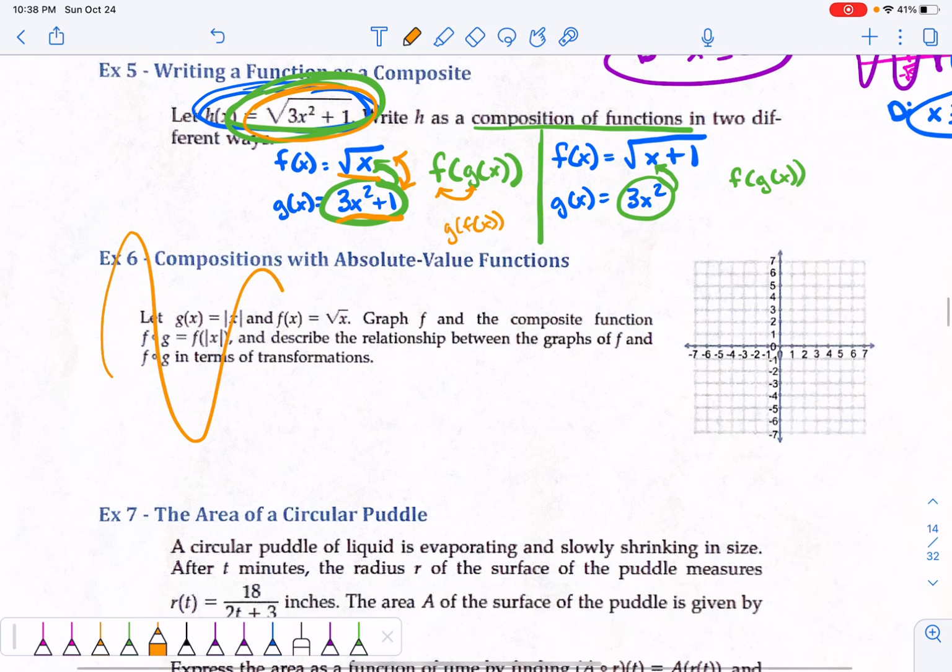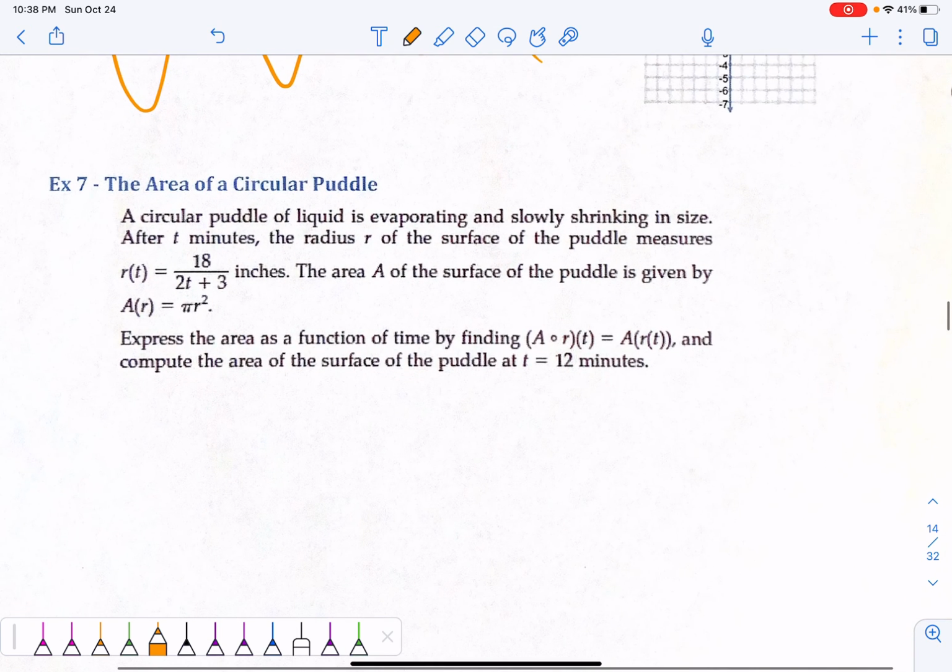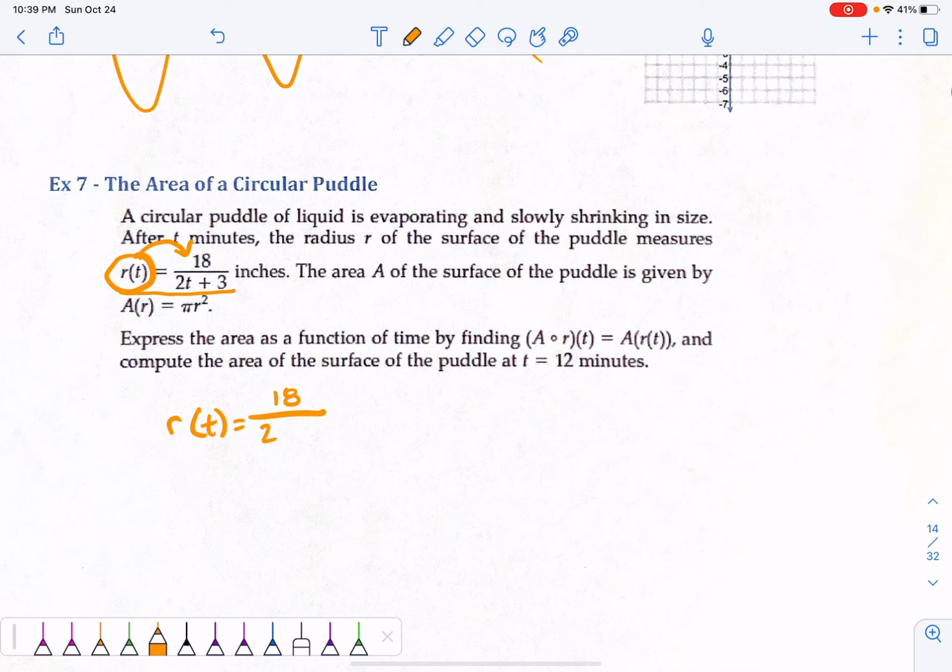Let's skip example 6, but example 7, I like this example. A circular puddle of liquid is evaporating and slowly shrinking in size, and after t minutes, the radius of the surface area of the puddle is measured by this. So this is talking about the radius with respect to time, okay? So I'm going to write that down. R of t equals 18 over 2t plus 3, okay?